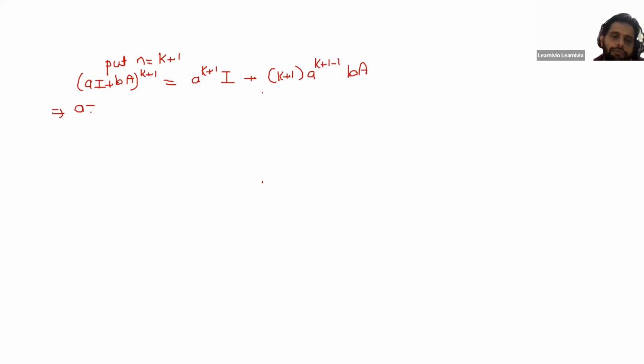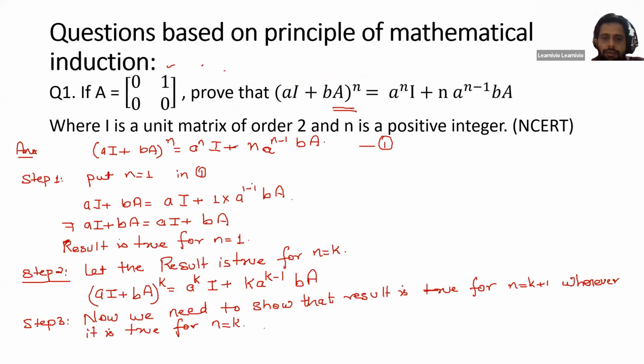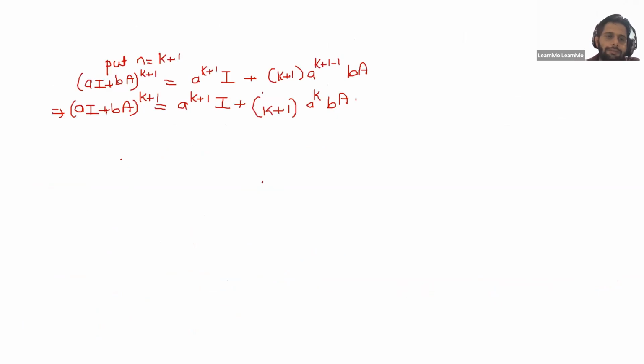So that means we need to prove (AI plus BA) to the power k plus 1 is equal to a to the power k plus 1 I plus (k plus 1) into a to the power k BA. So we need to prove this one. Okay, again we will check. In these types of questions, you always need to perform 3 steps. Step 1 is always put n is equal to 1. In step 2, assume that the result is true for n is equal to k. In the third step, you need to show that the result is true for n is equal to k plus 1.